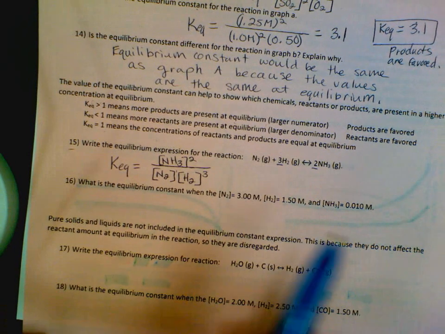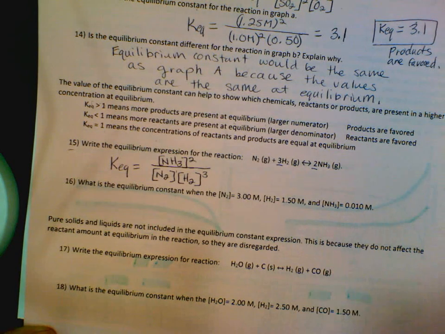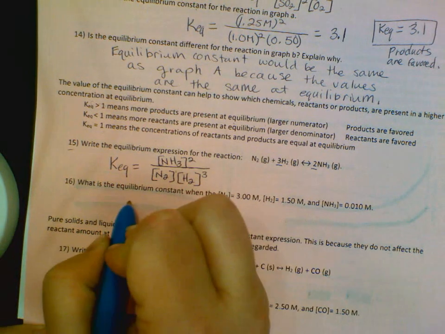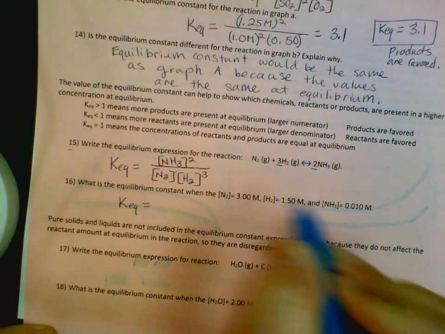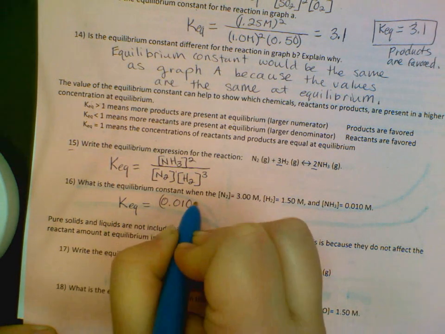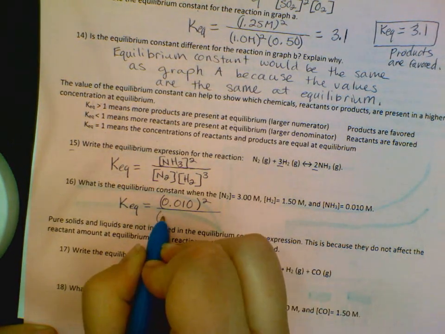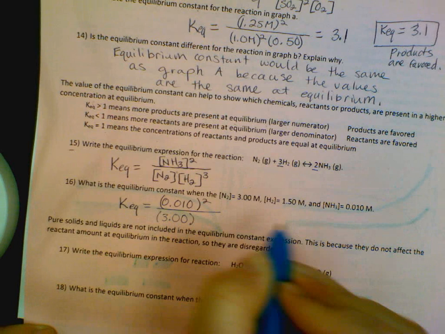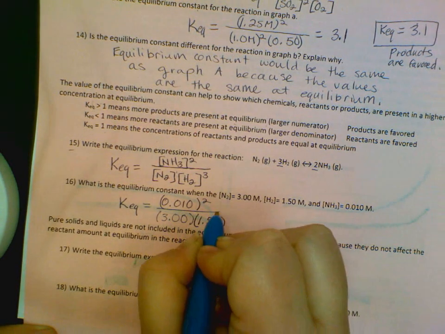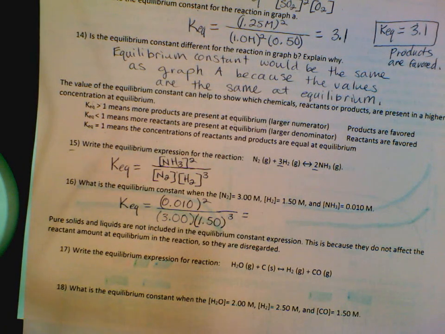All right, number 16, what is the equilibrium constant when nitrogen is 3 molar, hydrogen is 1.5, and ammonia is 0.01? So we just need to plug these values into our expression and solve it. So we've got NH3 is 0.010. Since our units don't really matter, I'm just going to leave them out for this. It's kind of awkward. I drill that all year, to write units, and then this is where it's okay to not. Hydrogen 1.5, and we're cubing that. Okay, so we've plugged in all our numbers with our exponents. Now we're just going to solve.